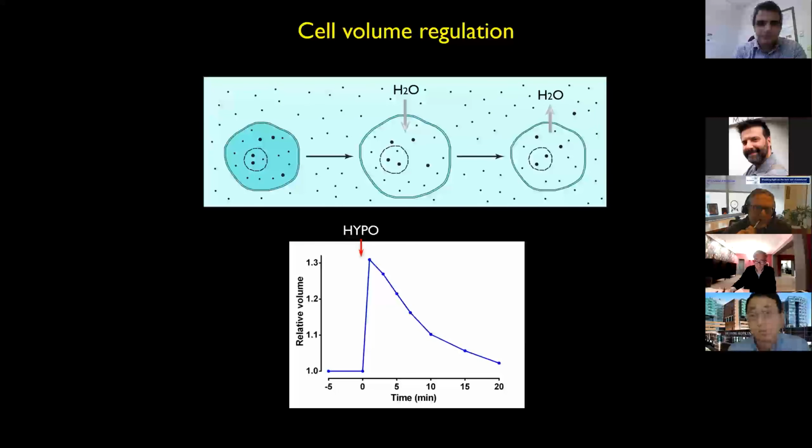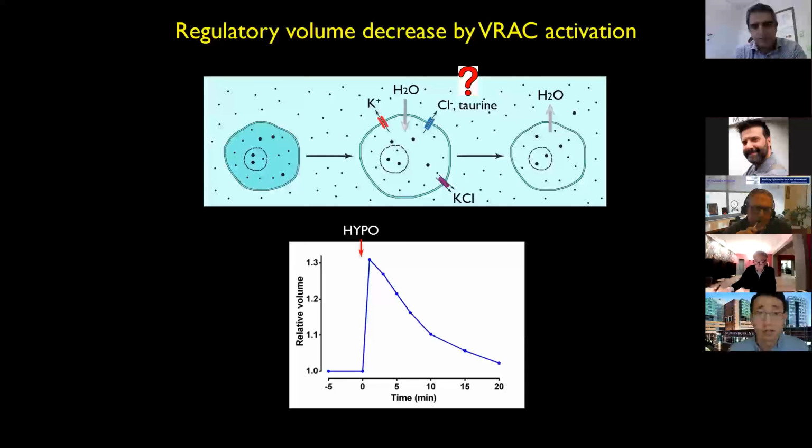So all the mammalian cells in our body have this remarkable ability to regulate volume. When the cell is in a hypotonic situation, the cell will swell by osmosis, and then all the cells can recover from that swelling. And it was thought this was done by a process called regulatory volume decrease. Basically, the cell will expel salt, particularly potassium and chloride. And the major component of this pathway is a channel called VRAC.